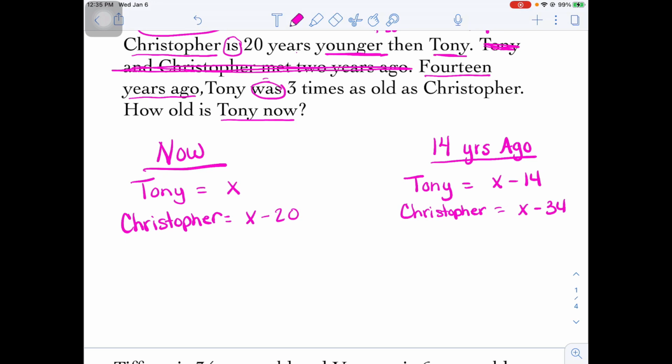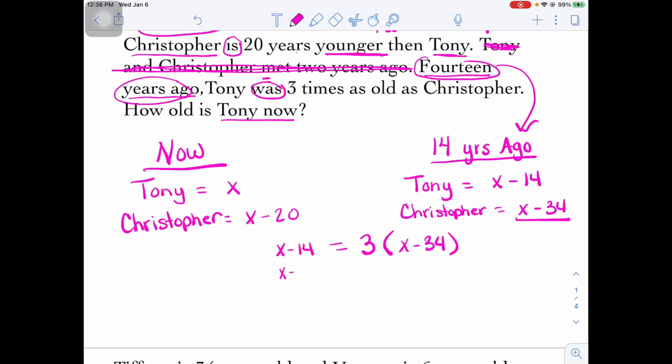All right, so now we have our expressions set up for now and for 14 years ago. So now let's look a little bit deeper at what they're helping us do. So here's where we go. 14 years ago, Tony was, so what was Tony 14 years ago? He was X minus 14. Was is the same thing as is in the present tense, but it's just in the past tense. So equals 3 times, so 3 times as old, the whole of Christopher, X minus 34. So that is our equation. And we're now going to go ahead and solve.